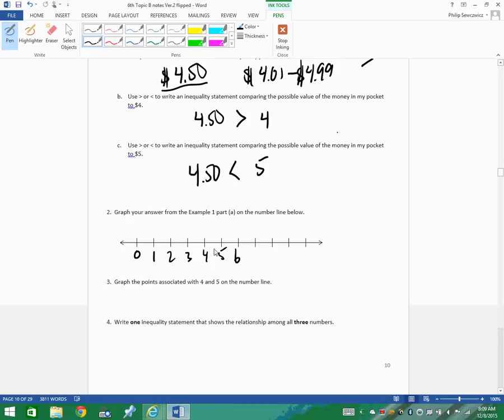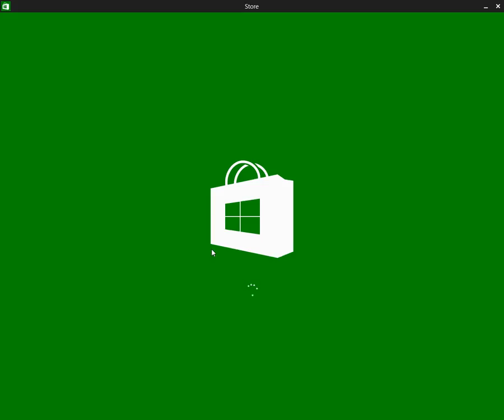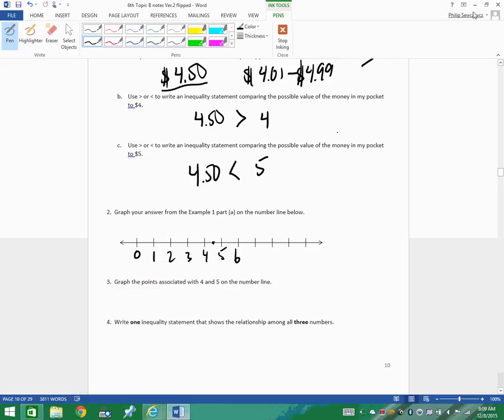Anytime that circle appears, I don't know if you see the circle. Let's see here. There we go. Graph your answer on a number line. Okay, I've done that. Graph the points associated with 4 and 5 on the number line. With 4, we're looking at that. With 5, we're looking at that. Whoops, all right, we're back. With 4, we're looking at that, and with 5, we're looking at that. So the whole idea here is that you can see that it is someone in between.